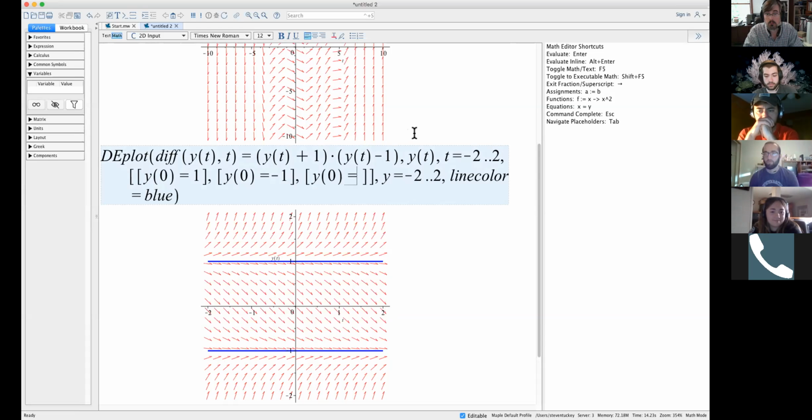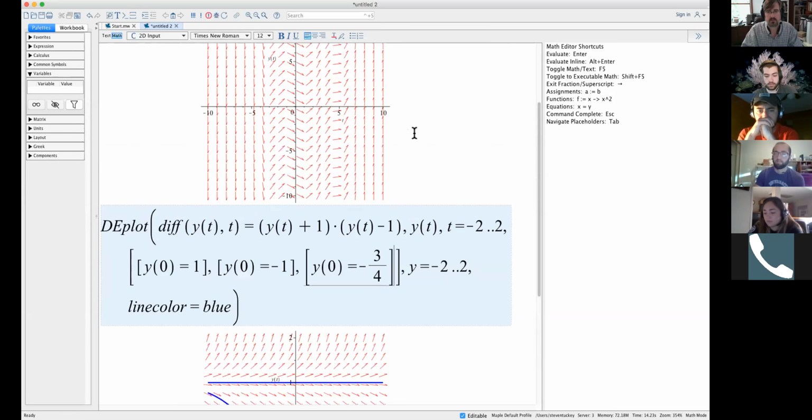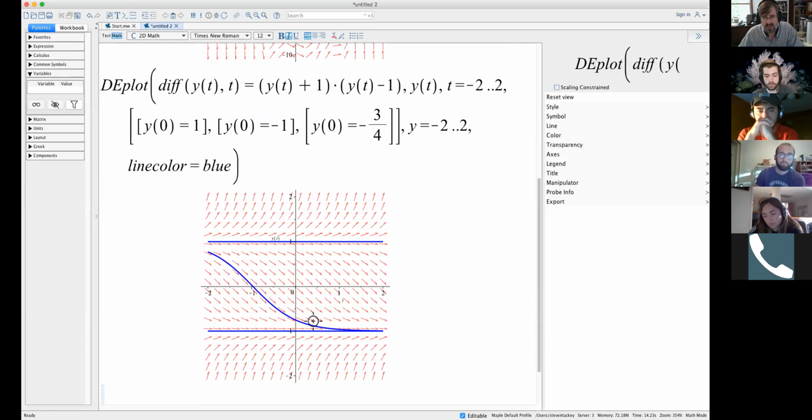Like 3 divided by 4. Okay, negative 3/4. And sure enough, I wind up with negative 3/4 right here. That's the unique solution that passes through this point.